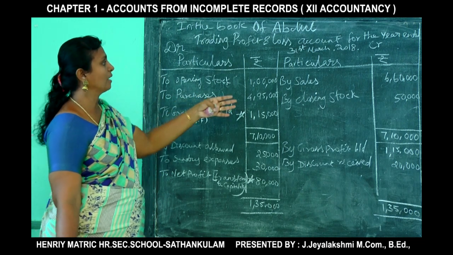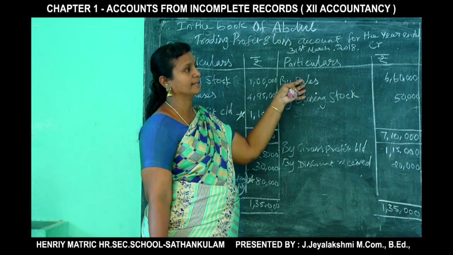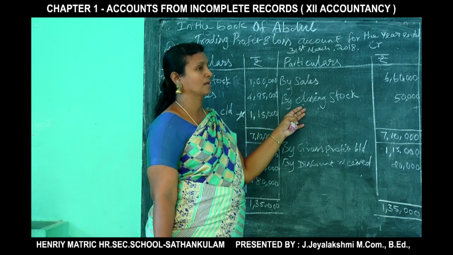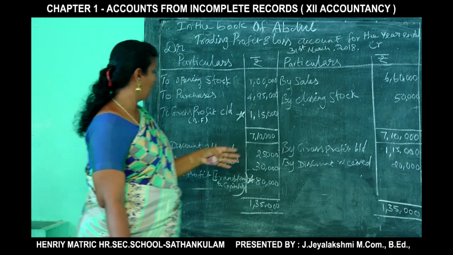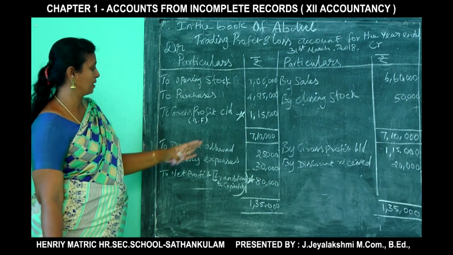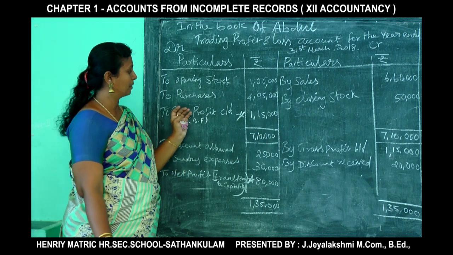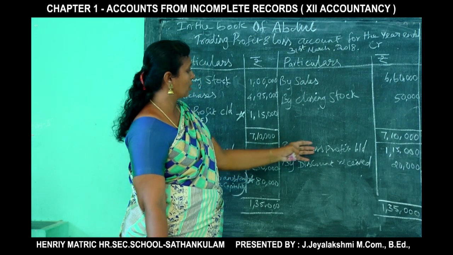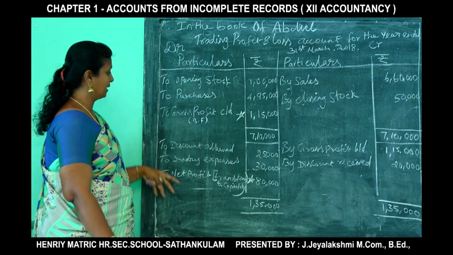Then you have to write by sales. If you have sales returns, you have to show the amount as a deduction. Then by closing stock, nothing but the year-end stock. Then to discount allowed, salary expenses. Then the gross profit is brought down to the credit side by gross profit. Then by discount received 20,000. Then we are calculating the net profit.